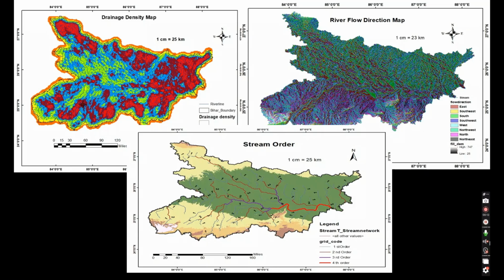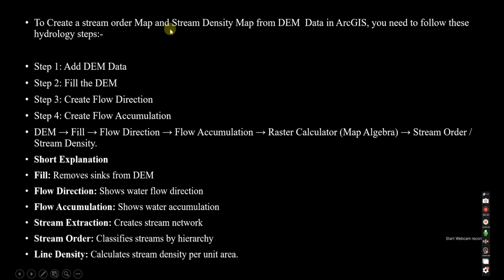So first, extract your study area to create different river analysis maps in ArcGIS. In this video, you will learn how to prepare a river order map and river density map step by step in ArcGIS. Next, to create a stream order map and stream density map from DEM data in ArcGIS, you need to follow this hydrology step.